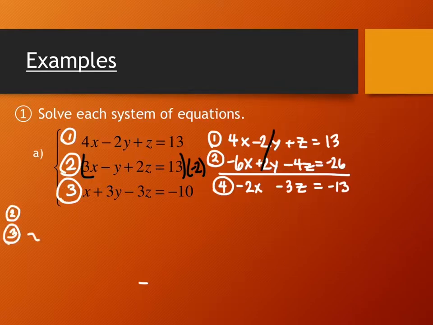Again, I'm going to leave equation 3 as is because it's easier to manipulate equation 2 to cancel out my y. So what would I need to multiply equation 2 by in order to get the y to cancel out? A 3, and it's a positive this time, right? A positive 3. So let's go through that.